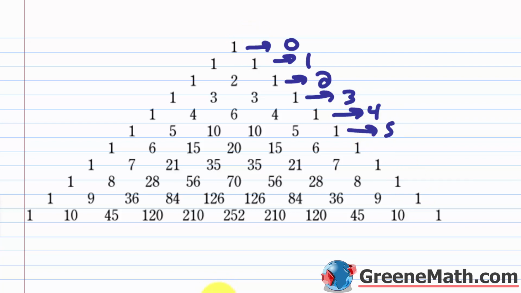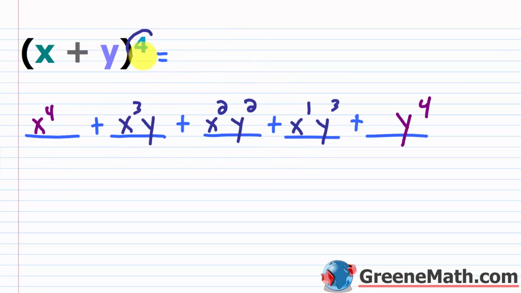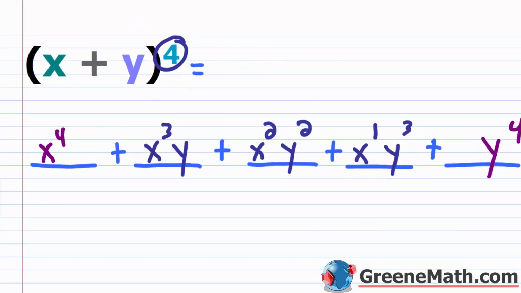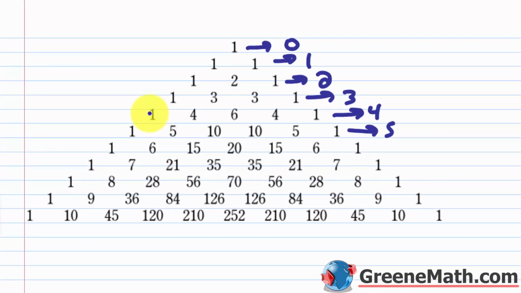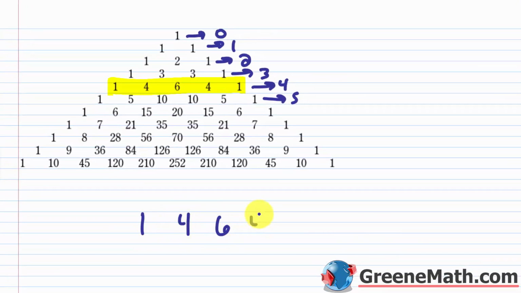So what you want to do is find the row that corresponds to that n value, or that exponent. Again, that's right here. So if this is a 4, then I want the 4th row. But again, I'm starting with 0. So really it's the 5th row if you're thinking about it as starting from 1, but all the books start with 0. So it's 0, 1, 2, 3, 4. Okay, so I want this row right here. Let me highlight it for you. So I'm going to take a 1, a 4, a 6, a 4, and a 1.